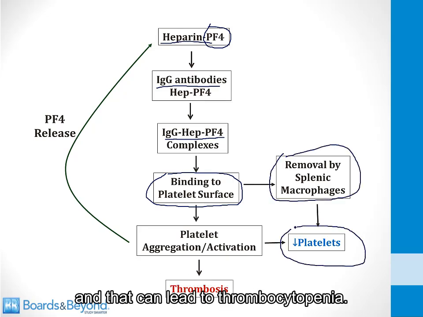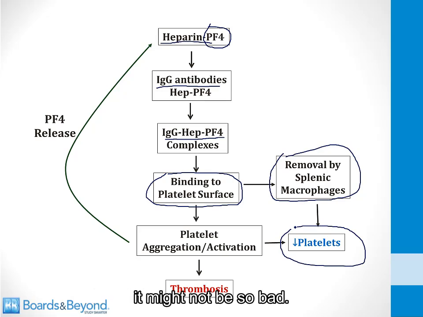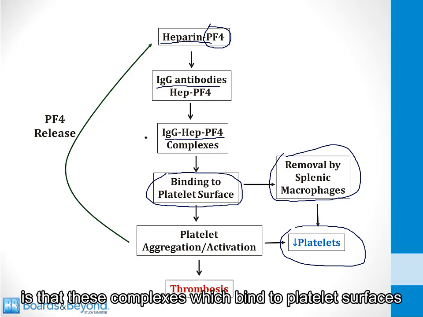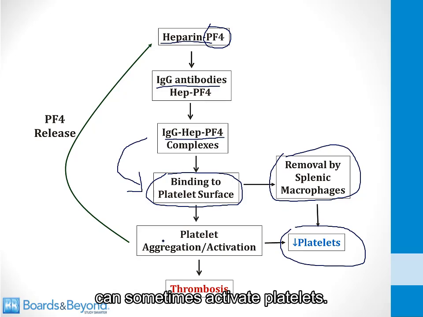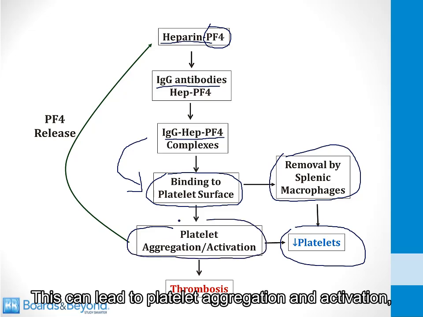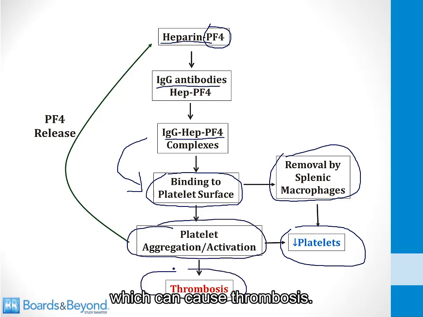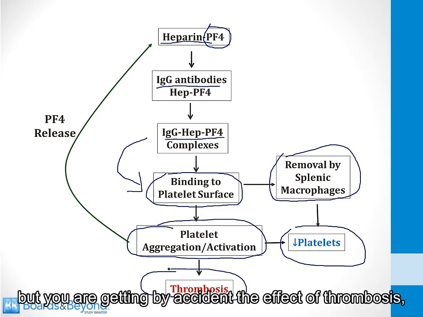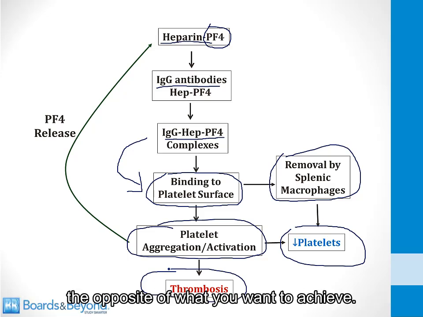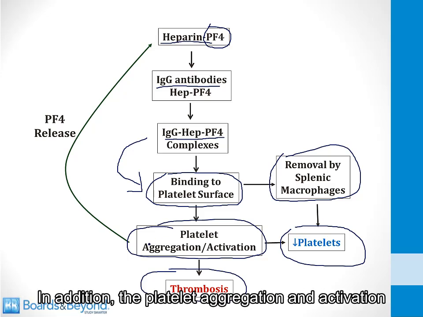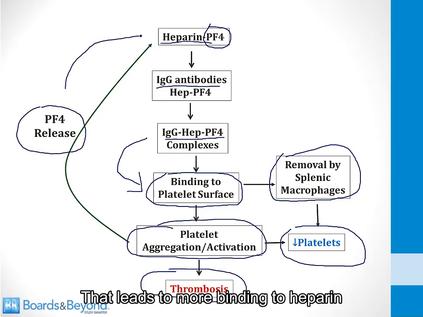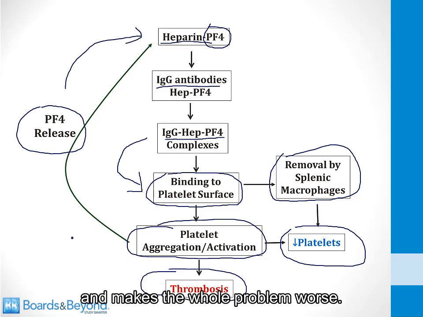to thrombocytopenia. Now, if this were the whole problem, it might not be so bad, but what's more dangerous about heparin-induced thrombocytopenia is that these complexes which bind to platelet surfaces can sometimes activate platelets. This can lead to platelet aggregation and activation, which can cause thrombosis. So you're administering a blood thinner, heparin, but you are getting, by accident, the effect of thrombosis, the opposite of what you want to achieve. In addition, the platelet aggregation and activation can lead to more platelet factor 4 release. That leads to more binding to heparin and makes the whole problem worse.